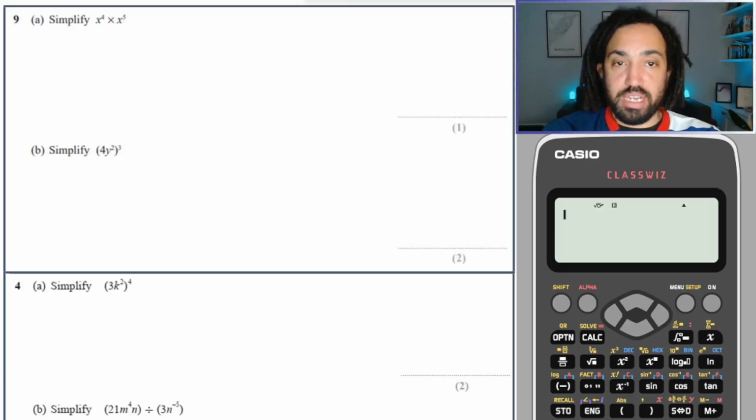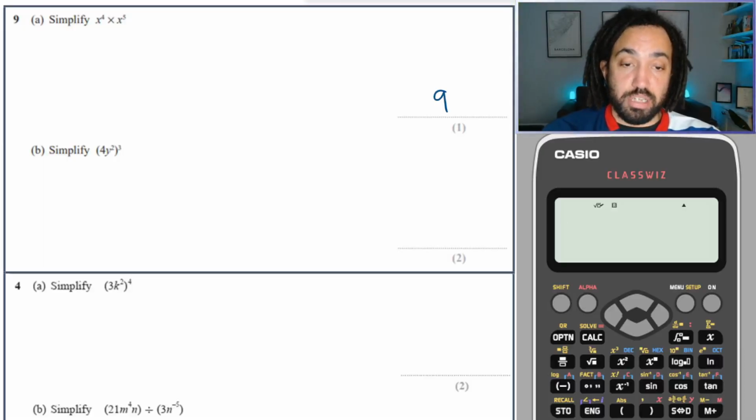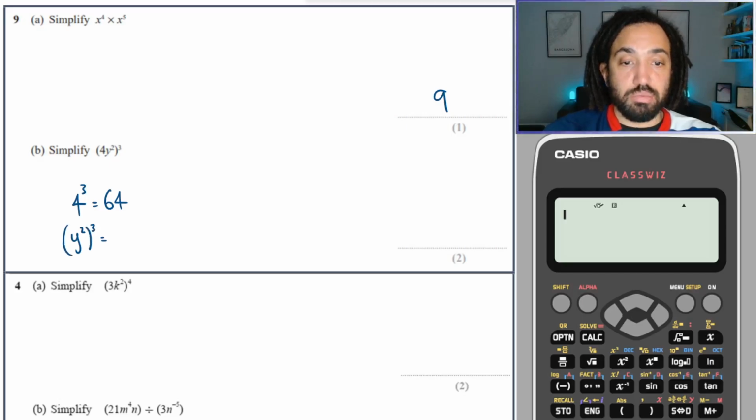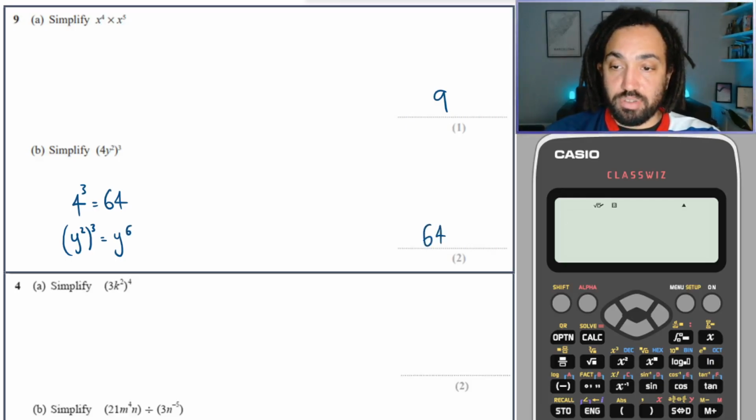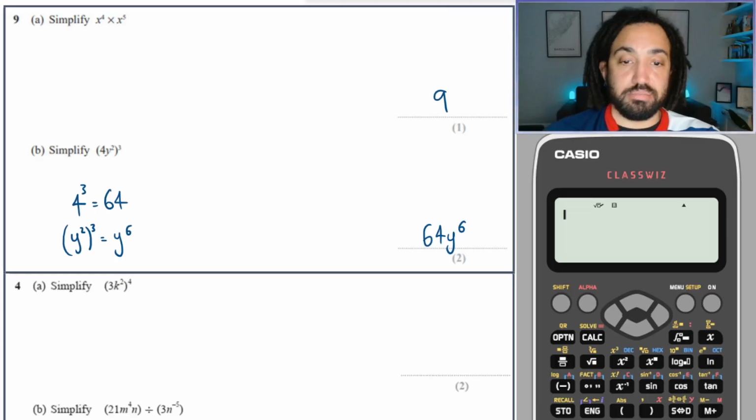Okay, page 3, multiplying, which means we add the powers. Right here, we're going to have to cube each part. So we cube the numerical part, which gives me 64, and then we cube the y squared, which gives me y to the 6. So my final answer is 64 y to the 6.